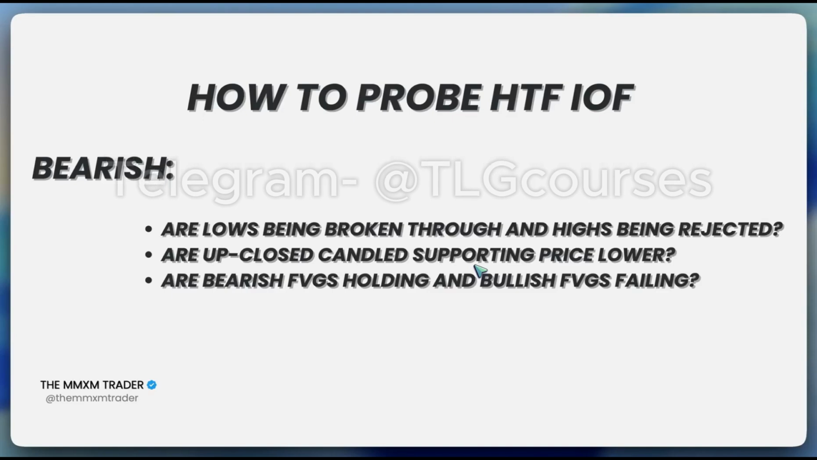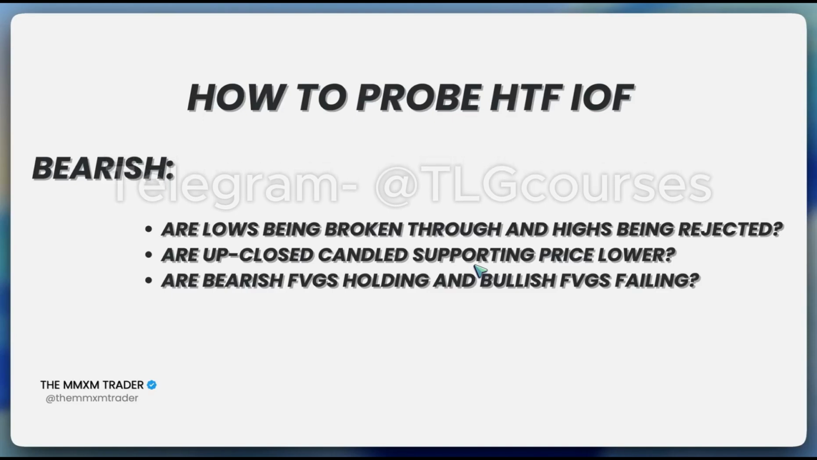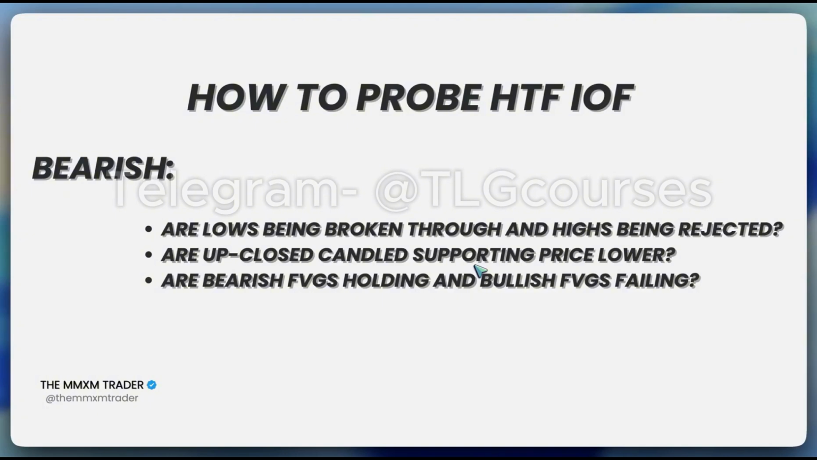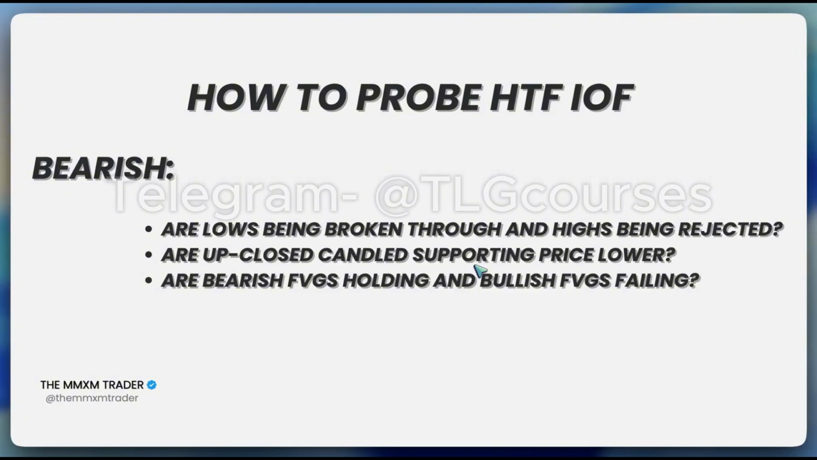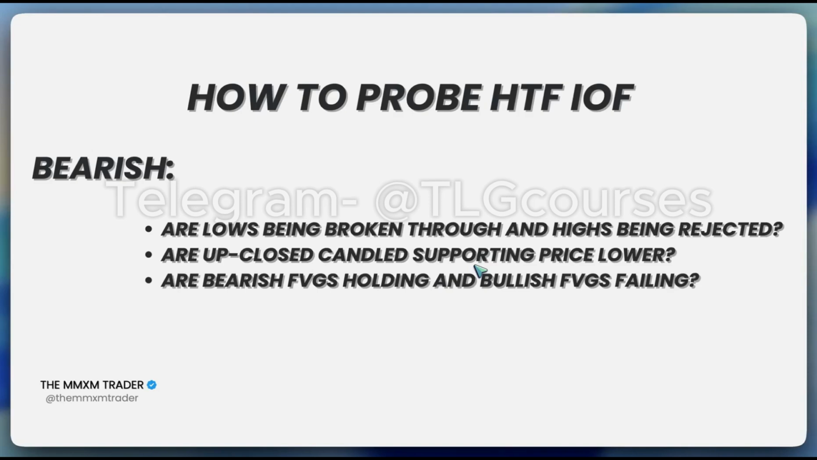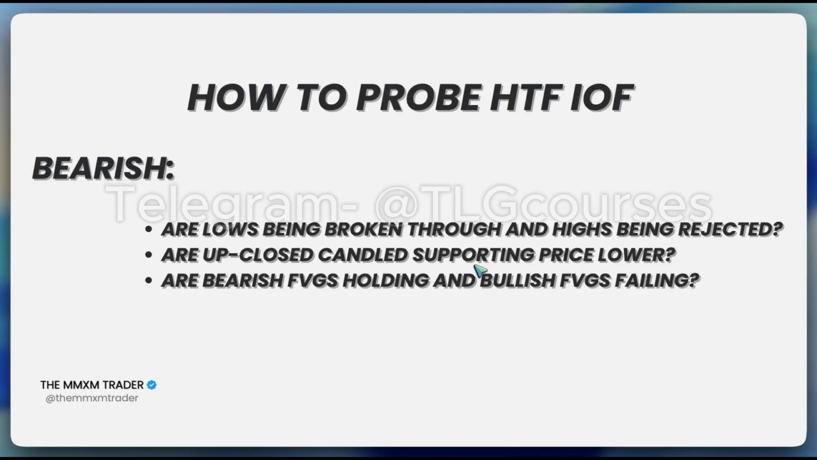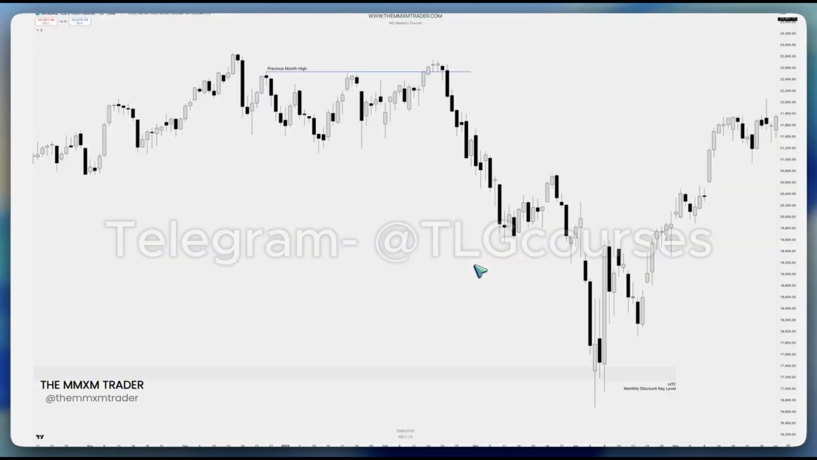Okay, how to probe higher time frame bearish institutional order flow. In bearish institutional order flow, lows are being broken through and highs are being rejected. Up close candles are supporting price lower, and bearish FVGs are holding and bullish FVGs are failing. So these are the questions you're asking yourself to probe the high time frame order flow.